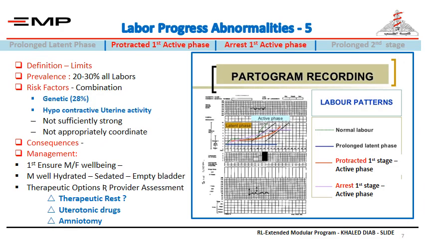The diagnosis of a protracted active phase is made in women, whether nulliparous or multiparous, at or more than 4 cm dilatation with the WHO partogram, who are dilating less than about 1 to 2 cm per hour, which reflects the 95th centile of cervical dilatation. For these women, we ensure maternal and fetal well-being and a well-hydrated, sedated mother with an empty bladder, and we administer oxytocin and proceed with amniotomy if there has been adequate fetal descent.